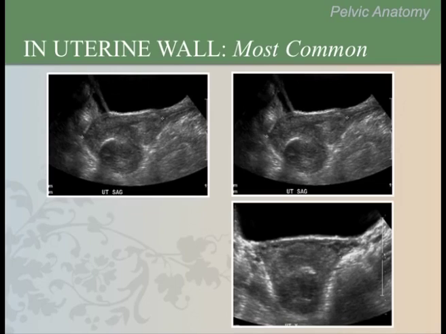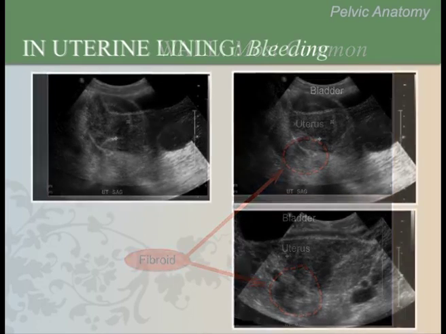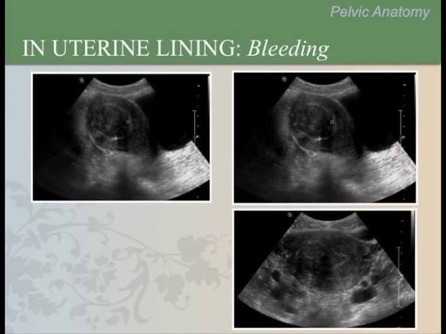These images show a fibroid in the posterior uterine wall. The uterine wall is the most common location to see a fibroid. Here we have labeled the bladder, uterus, and fibroid to make them more obvious. The upper images are sagittal and the lower is transverse. Again, these images are all from the same uterus.